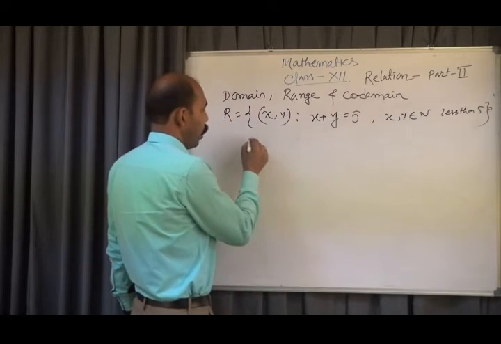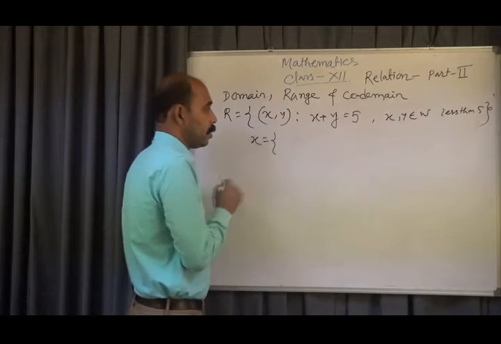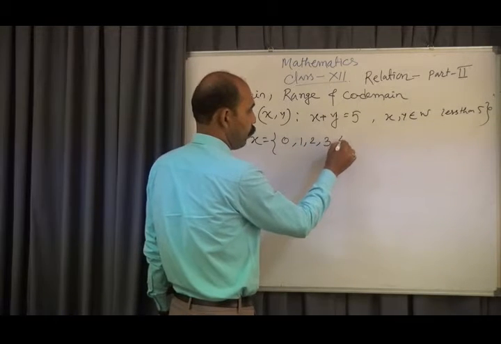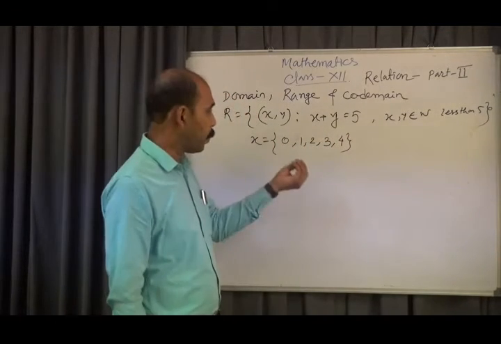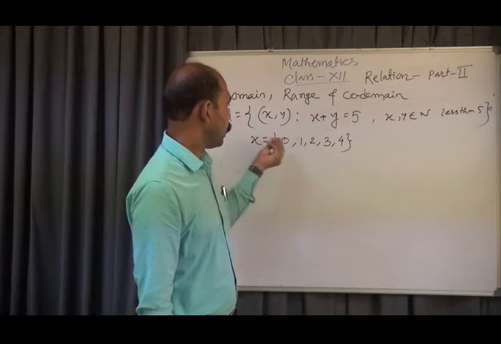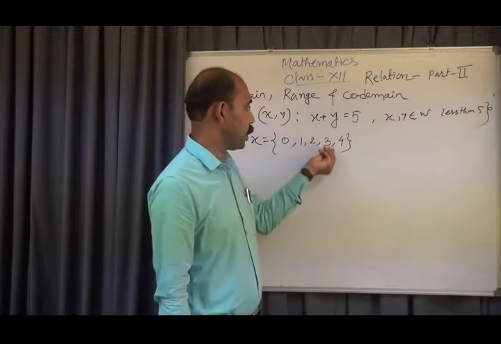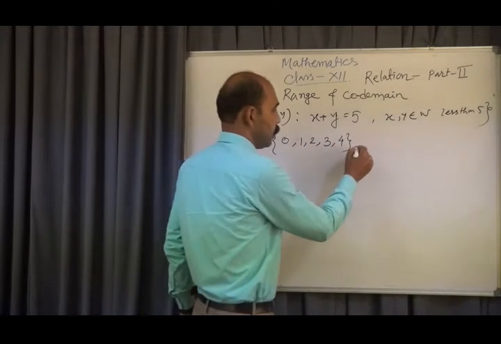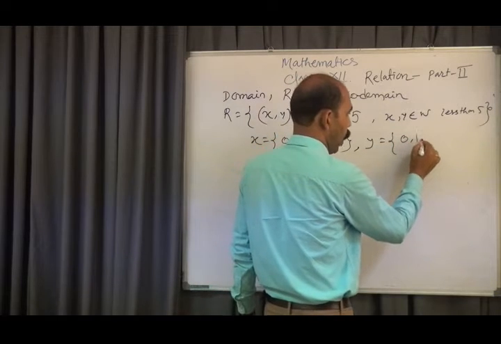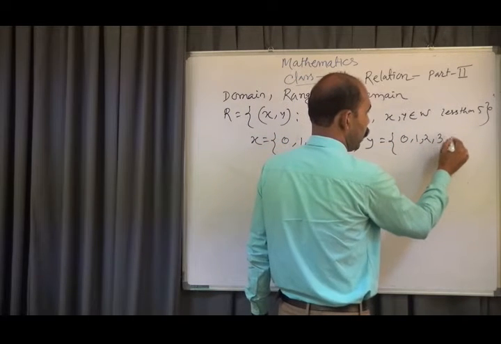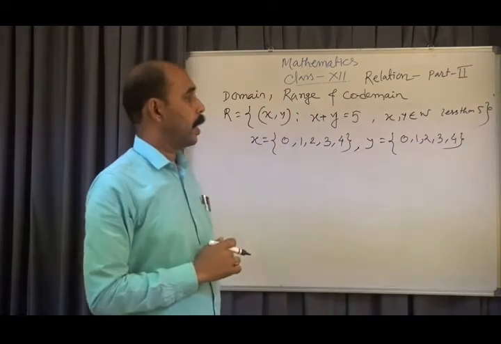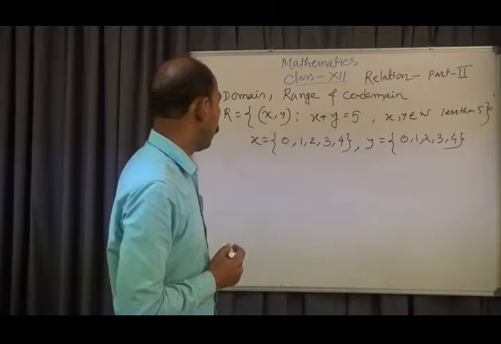Then what are the values of x? It is 0, 1, 2, 3, 4, because it is a whole number less than 5. Therefore, the values of x are 0, 1, 2, 3, 4. In the same way, y equals how much? 0, 1, 2, 3, 4, because y also belongs to whole numbers and is less than 5.